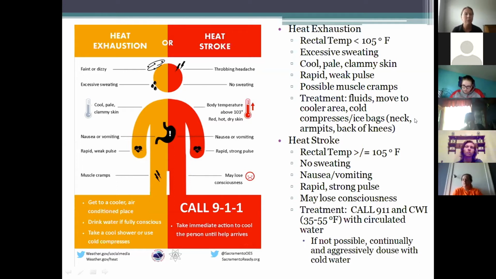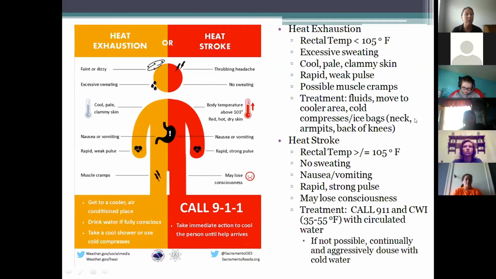Again, we need to be able to recognize these signs and symptoms of heat exhaustion. If that individual is experiencing them, we move them to a cooler, air-conditioned place. If that's not available, move them to the shade, under a tree, somewhere where they can get a break from the sun.